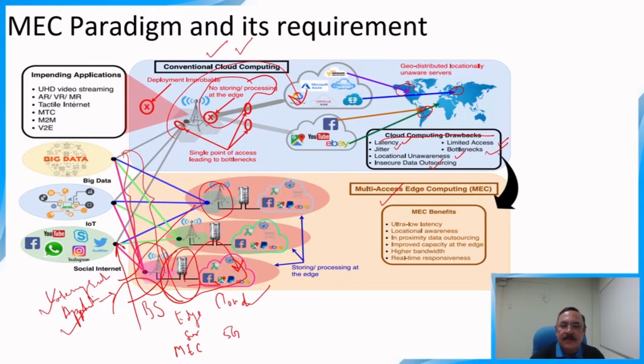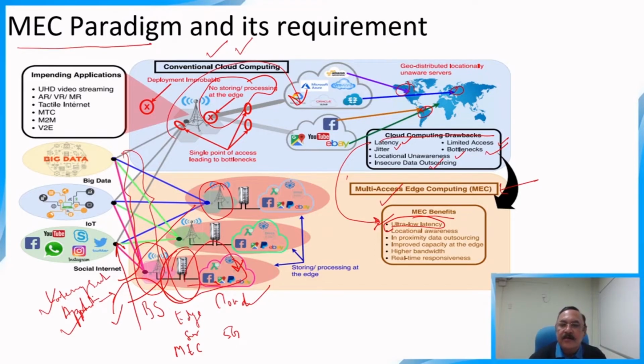Now, with this, MEC is introduced. MEC, called multi access edge computing, is introduced in between the cloud and the base station. The benefit which multi access edge computing will bring is ultra low latency. So, the latency now becomes ultra low. Most of the latency sensitive applications are now possible in this MEC paradigm.